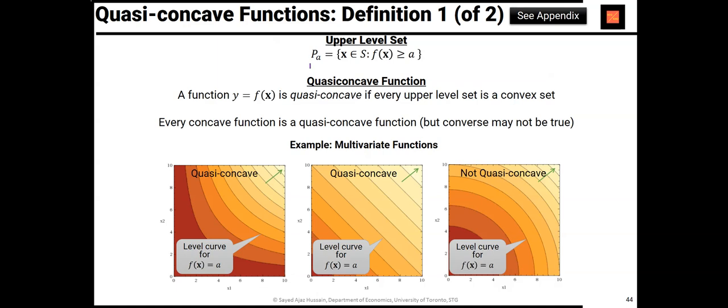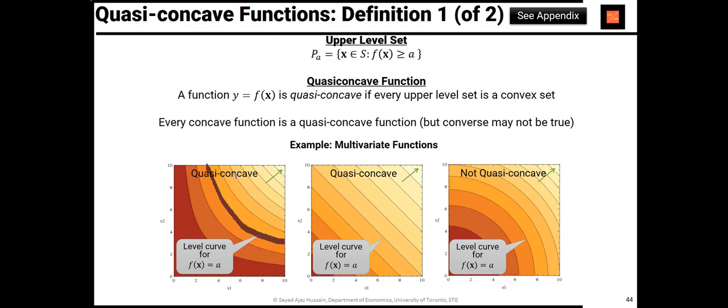In multivariate cases, upper level sets are all those x's for which the function takes on a value bigger than some value a that you choose at random. A quasi-concave function has the property that every upper level set is a convex set. What does that mean in plain English? You have a function of x1, x2, so imagine a third axis coming out of the slide. These are the projections of the contour plots, and every one of these contour plots corresponds to a height on the 3D surface. Let's imagine that this contour plot is of height a behind the scenes.